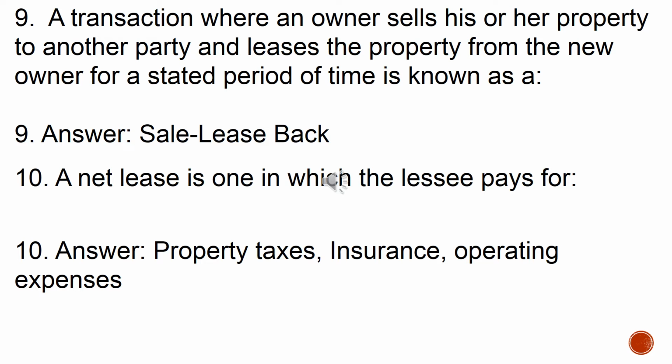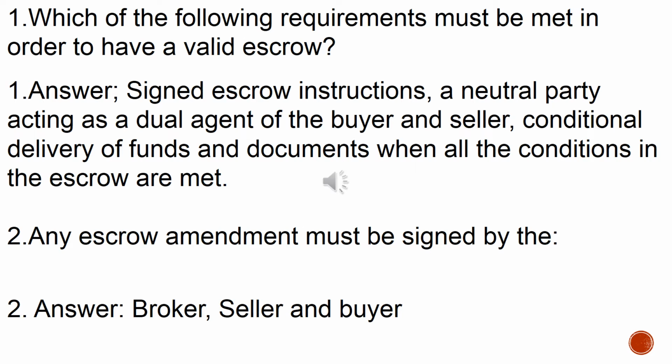Question number 9. A transaction where an owner sells his or her property to another party and leases the property from the new owner for a stated period of time is known as? Answer, sale leaseback. Question number 10. A net lease is one in which the lessee pays for, answer, property taxes, insurance, and operating expenses.